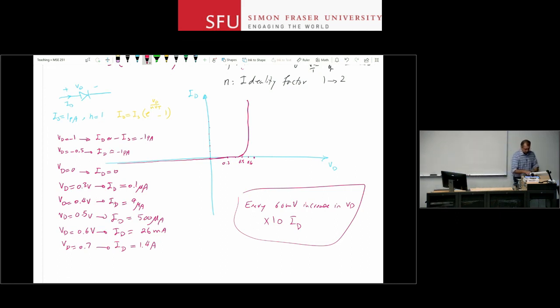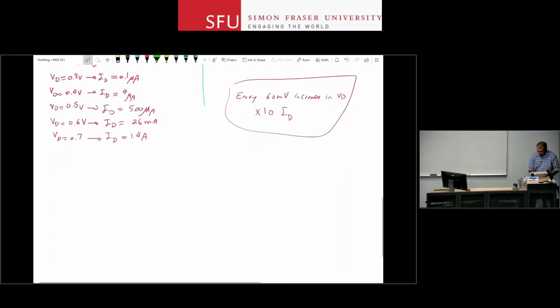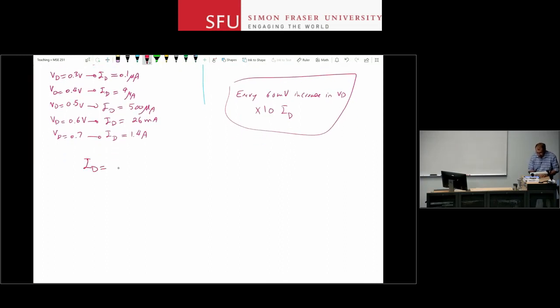Now, one simplification that we can make here. Remember that ID is given by this expression, IS e to the VD over NVT minus 1. And NVT is a number around, let's say, 25 to 50 millivolts, depending on whether N is 1 or 2. At room temperature, NVT is in that range, 25 to 50 millivolts. So let's see what happens when we compare VD to this.